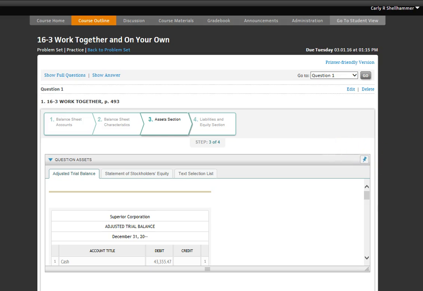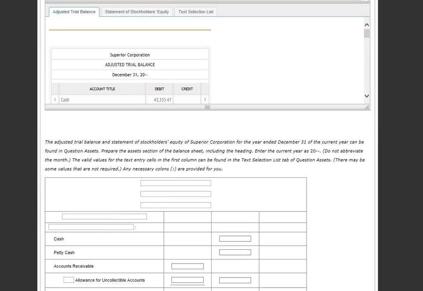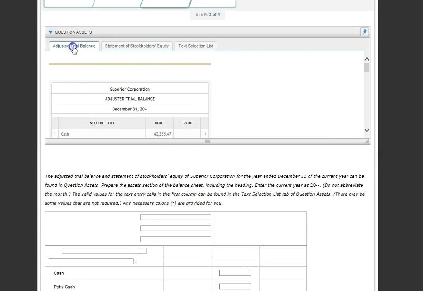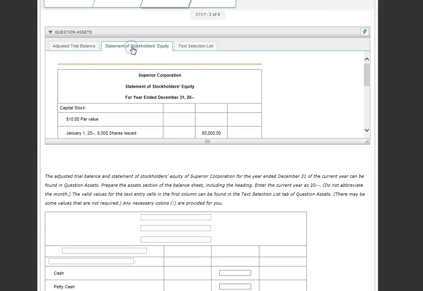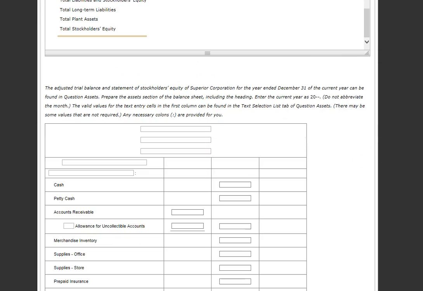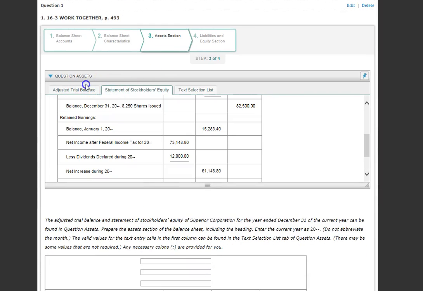Okay, moving into the problem. We're in the assets section. The adjusted trial balance and statement of stockholders' equity of Superior Corporation for the year ended December 31st of the current year can be found in question assets. We have the adjusted trial balance and statement of stockholders' equity. So those are the 2 things that we're going to be using.